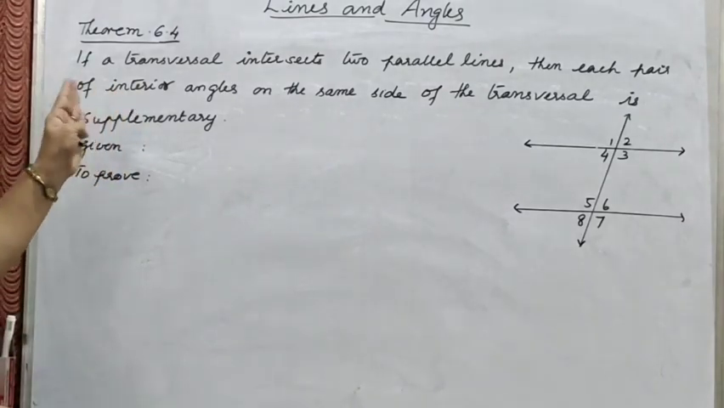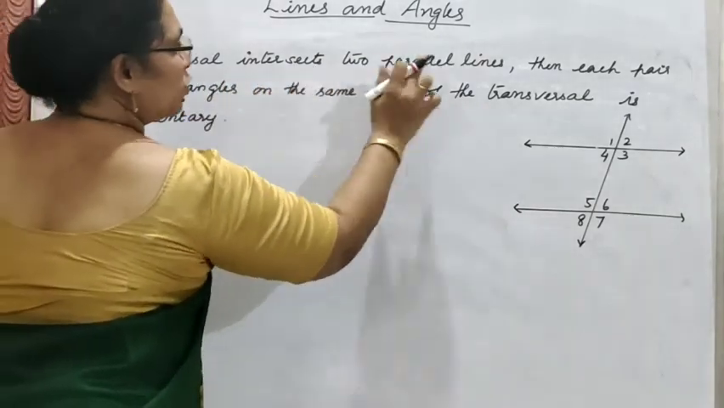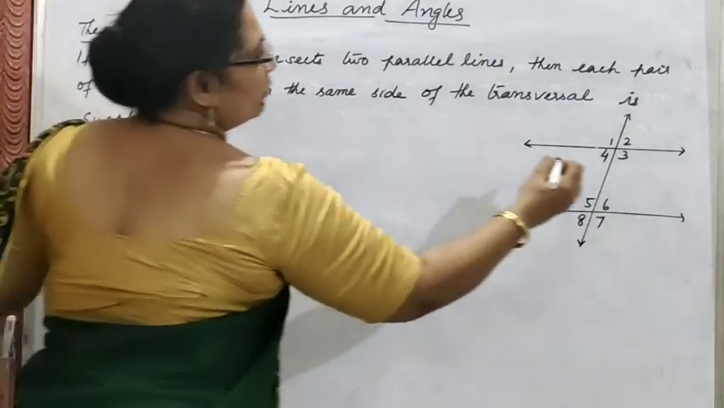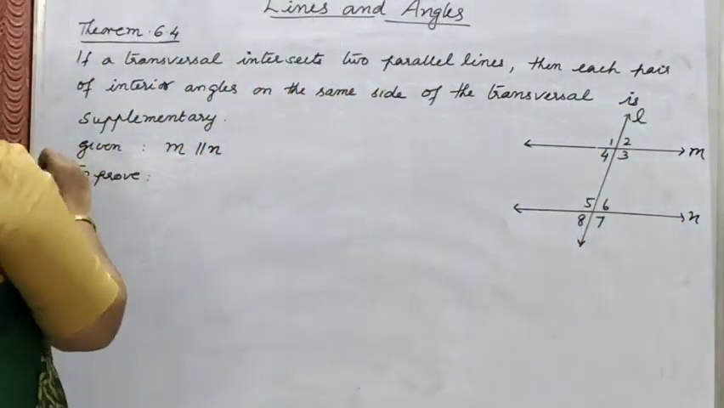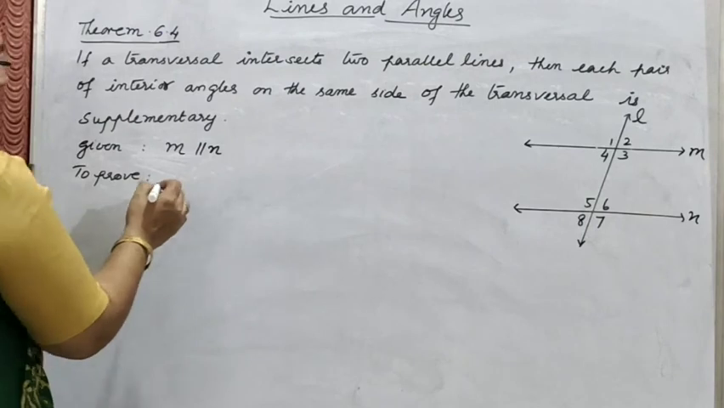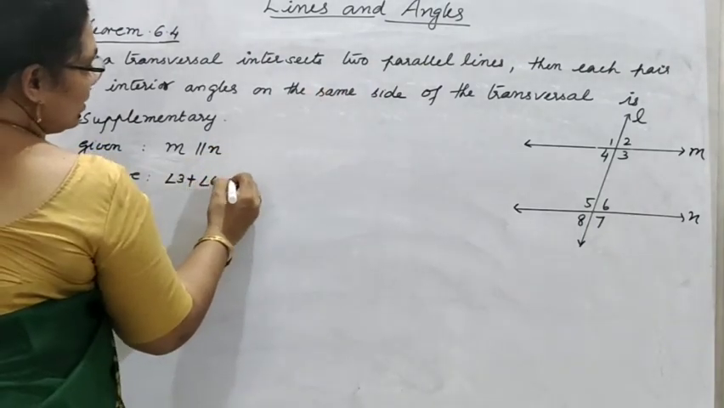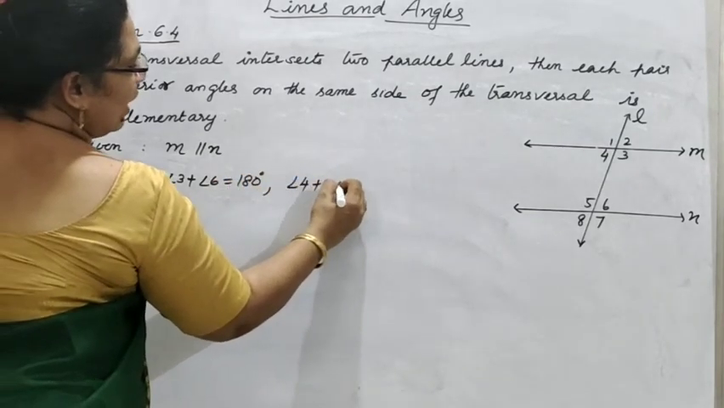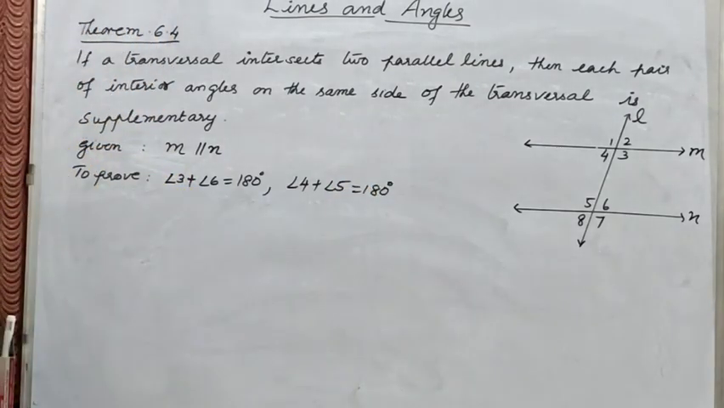So read the statement and you can see what is given in the question. If a transversal intersects two parallel lines, we can write M parallel to N. So here I'll write M and N, and this line is L, right? Now to prove that co-interior angles are supplementary, means 3 plus 6 equal to 180 degree we must prove. Similarly 4 plus angle 5 is equal to 180 degree. This concept you already know, so we have written given and to prove only, construction not required.